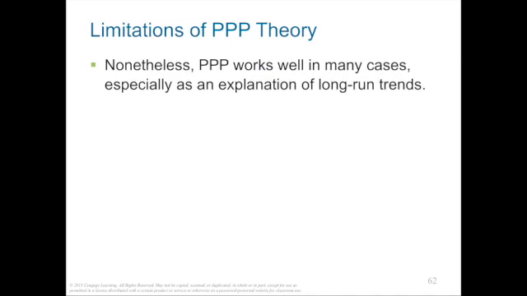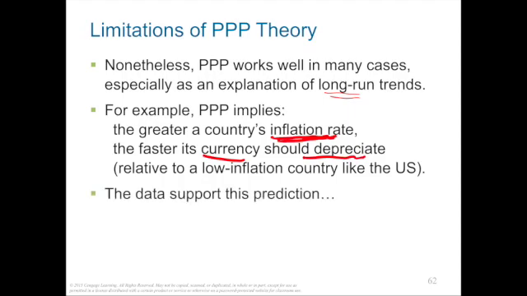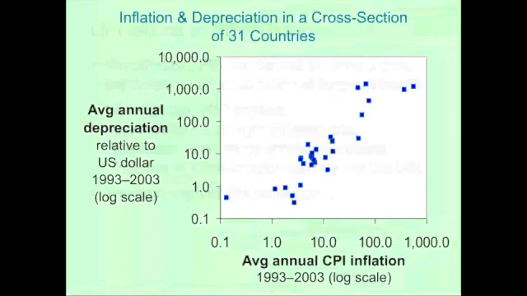Nonetheless, the purchasing power parity works in many cases, especially in the long run, if we are looking at long run trends. For example, the purchasing power parity implies that countries that experience higher levels of inflation should see their currency depreciate faster relative to low inflation countries like the United States. The data indeed support this prediction. Here in this graph, we are plotting the nominal exchange rate, particularly the average annual depreciation, and the average annual CPI inflation in the country. So this one is the domestic inflation, and countries that experience higher inflation will observe a higher average depreciation rate.